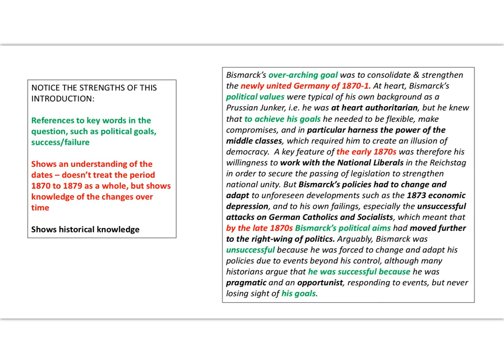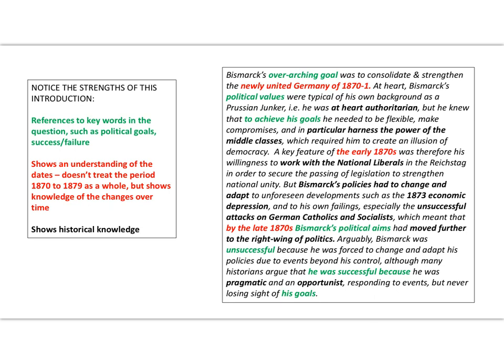As you can see, I've used colour coding: green, red and black, with black bold to highlight the strengths of the introduction. I'll just read it through with you. Bismarck's overarching goal was to consolidate and strengthen the newly united Germany of 1871. At heart, Bismarck's political values were typical of his own background as a Prussian junker. He was at heart authoritarian, but he knew that to achieve his goals he needed to be flexible, make compromises, and in particular harness the power of the middle classes, which required him to create an illusion of democracy.